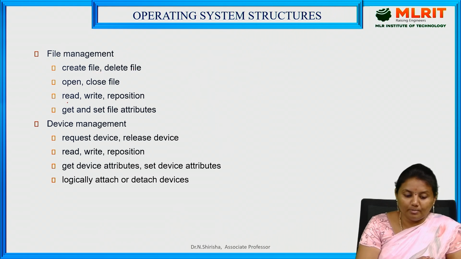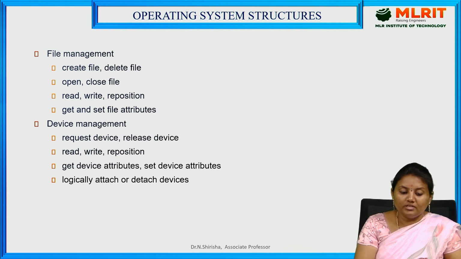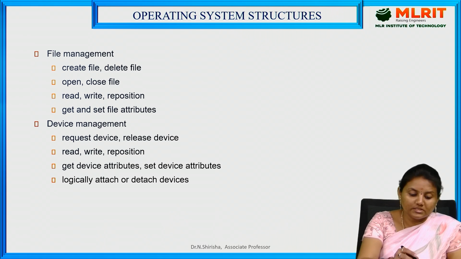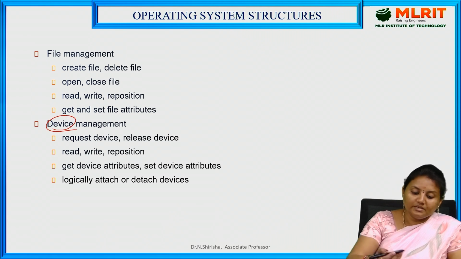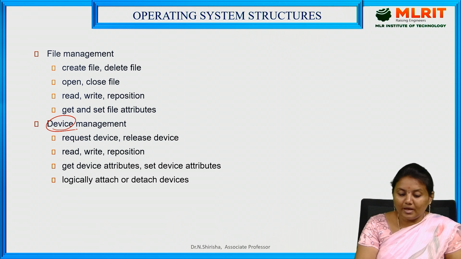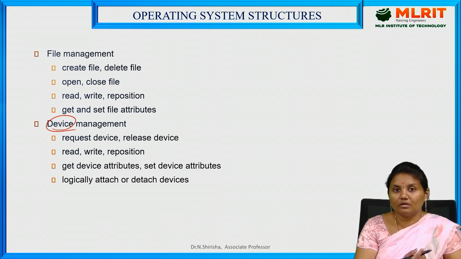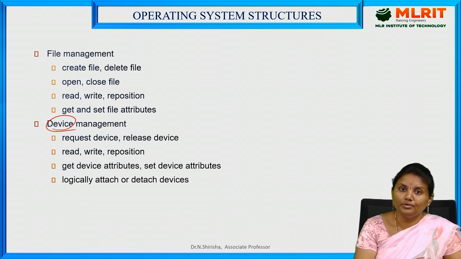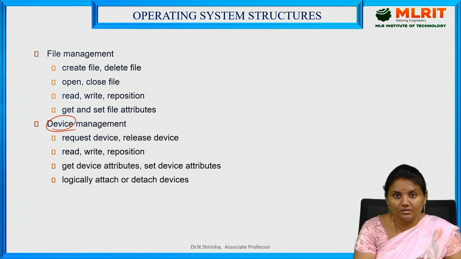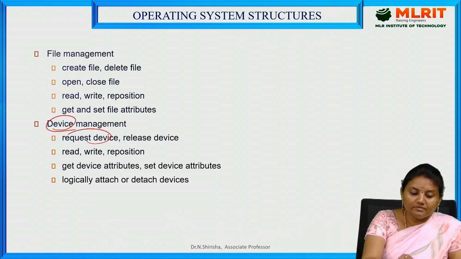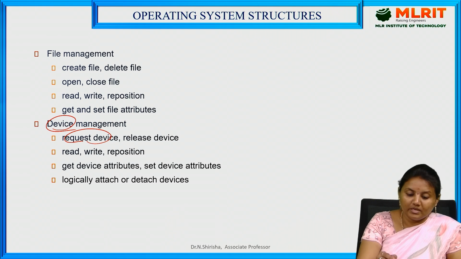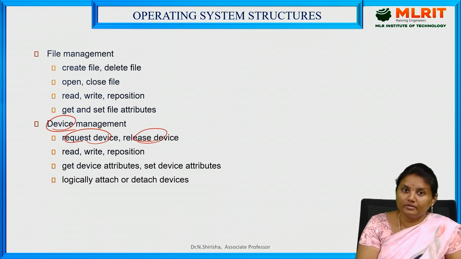These are the 5 operations. And next, device management. So what is device management? A device is something like a USB port, floppy disk, or compact disk that you want to attach or detach. If you want to communicate with them, we use these device management system calls. So you request a device, and you release the device after its use.